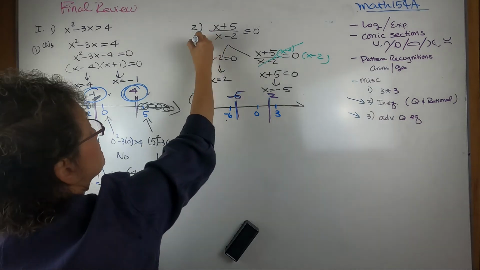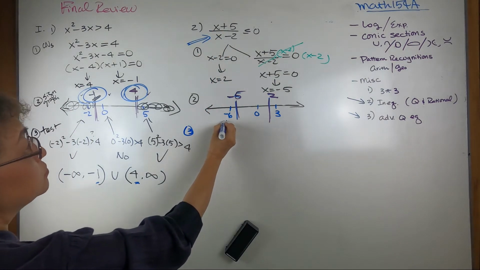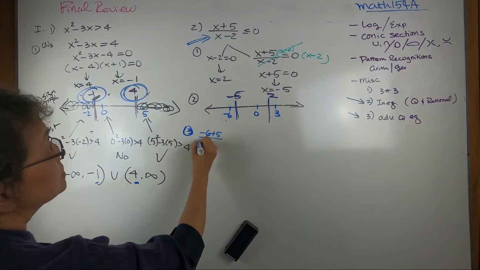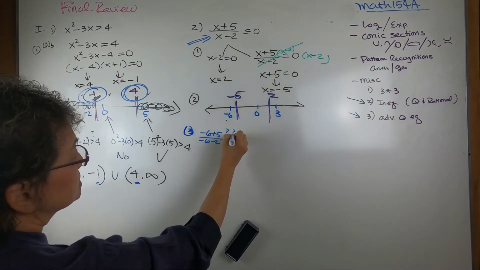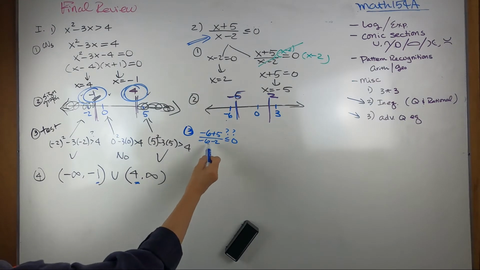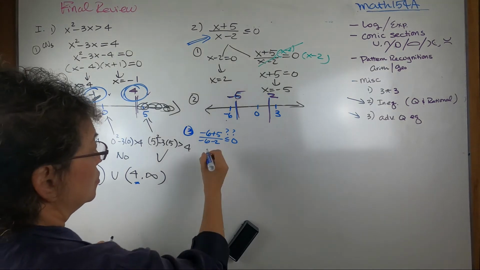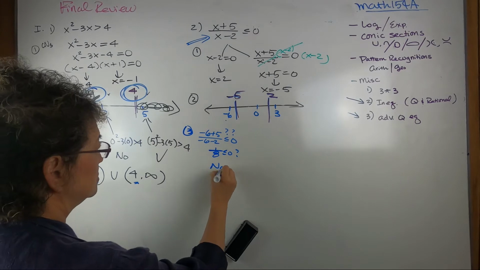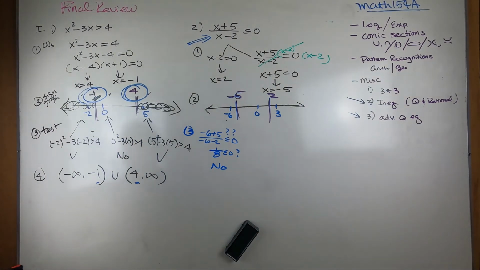Okay, you have to test the original condition. So for testing, you plug in. So you say (-6 plus 5) over (-6 minus 2) less than or equal to 0, is that right? That's what? -1 over -8. So it's 1/8 less than 0? No. Right? One is positive, one is negative.